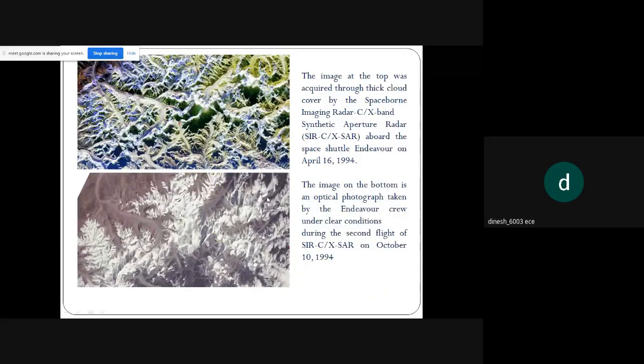So this is an image at the top and an image at the bottom. The image at the top was acquired through a thick cloud cover by the space-borne imaging radar C band or X band, using this synthetic aperture radar, which was deployed in Space Shuttle Endeavour on April 16, 1994.